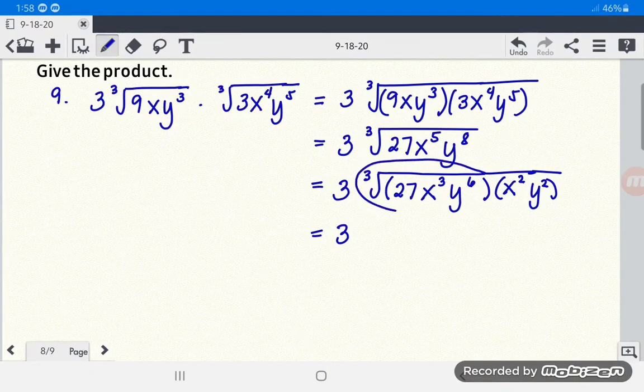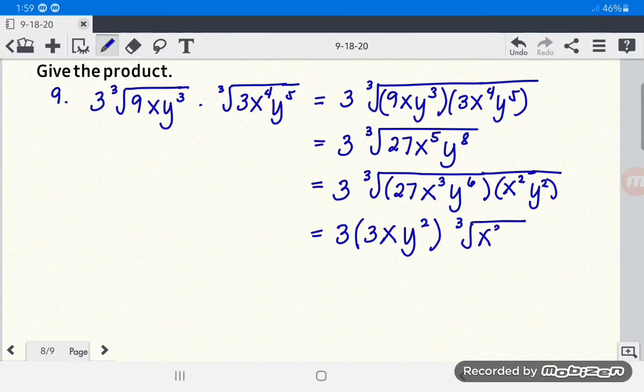Let us now simplify. Cube root of 27, we have 3. Multiplied it here, we have 3. Then cube root of x raised to the third power. So we have x, because you divide 3 divided by 3, we have 1. For the y variable, we have 6 divided by 3, we have 2. Okay? Then, you just copy cube root of x squared, y squared. Okay.